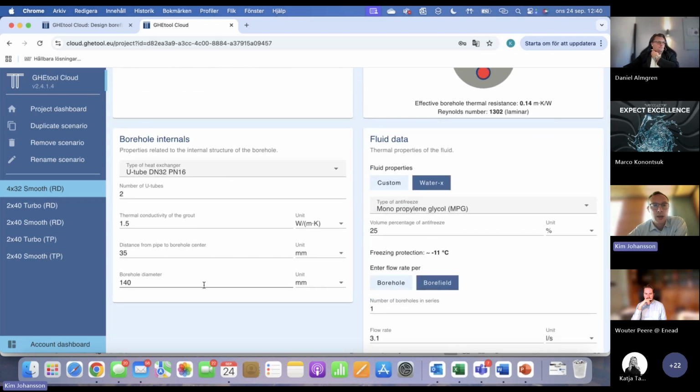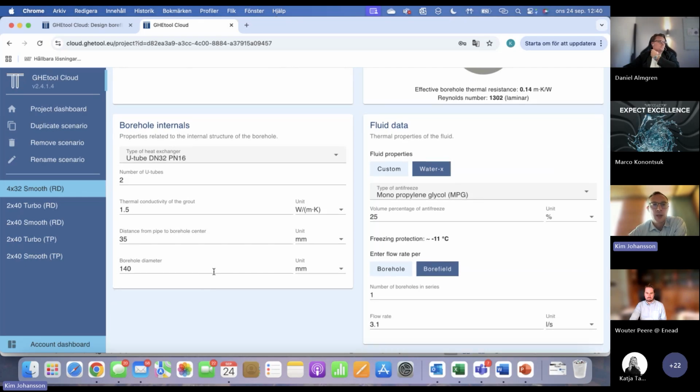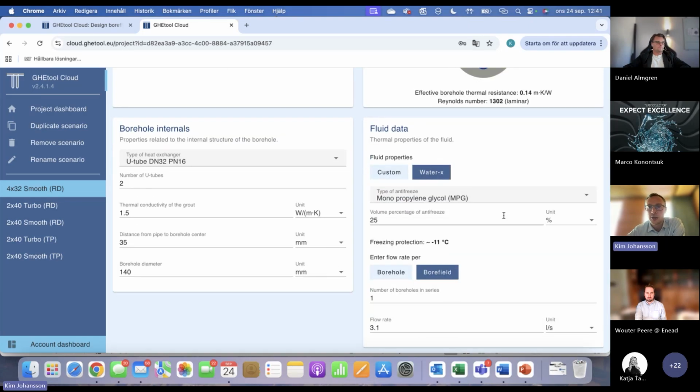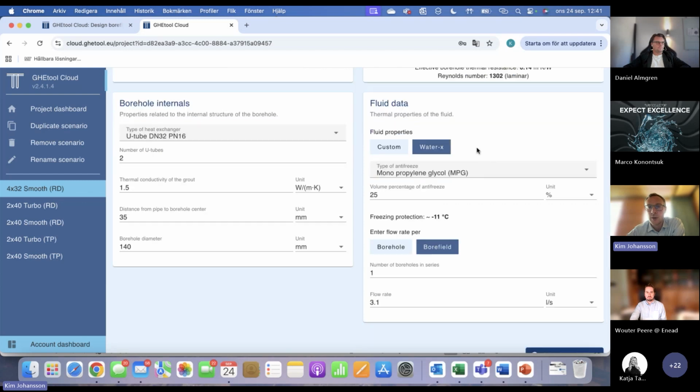Then we decide what type of probe we are using. In the first scenario here, we will use a smooth pipe with 32 millimeter, and we will use a double loop system. So 4 pipes going into the ground, as we could see here, in dimension 32. And the fluid in these pipes will be monopropylene glycol, and we're using 25% in the boreholes.